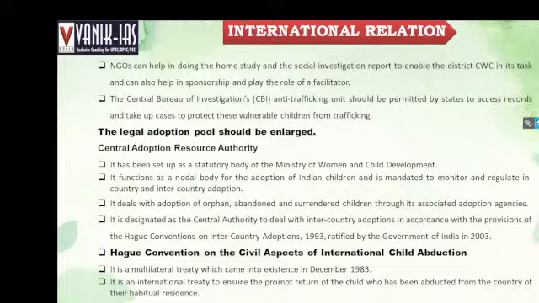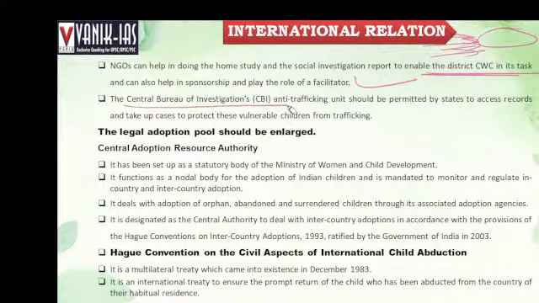NGOs can help during the home study and social investigation report to enable the district CWC in its task, and also help in sponsorship and play the role of facilitator. NGOs can help with what the district CWCs do in the adoption process, and can also help with the home study of a particular child. For example, a child is taken care of by relatives, but they are not interested in spending money on that child, or they are not able to. So NGOs can help with the education of such children, but they must try to facilitate the child staying with their relatives, not in the NGOs.